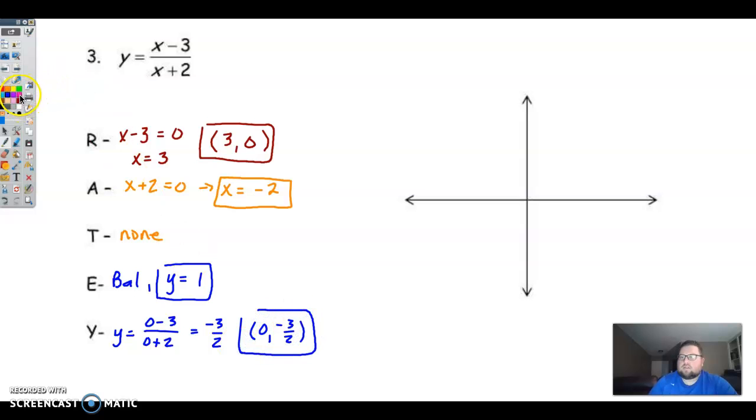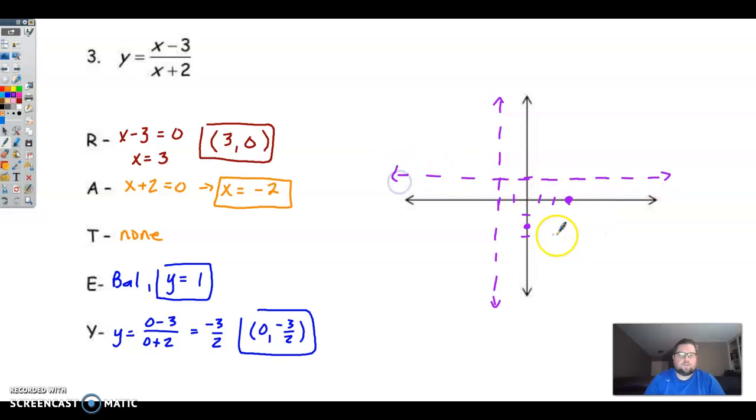All right, let's plot all this info over here on our graph. So (3, 0). Negative 3 halves is negative 1.5. We have our vertical asymptote at x equals negative 2, and our horizontal asymptote at y equals 1. All right, so one curve is bottom right because it has to go through both our y-intercept and our root. And no togetherness means our other curve would have to go in the top left.